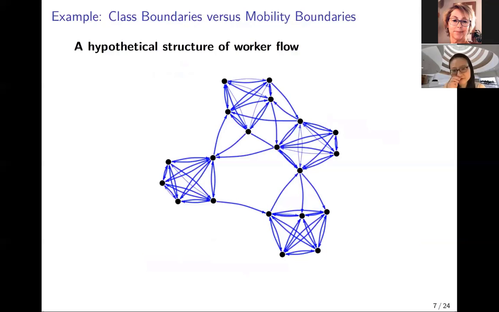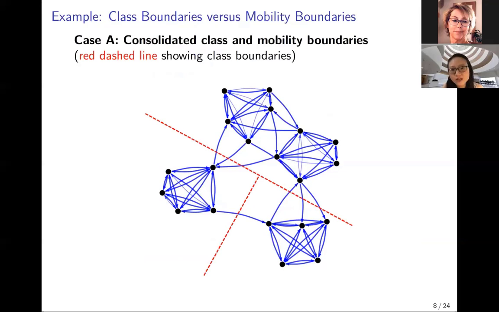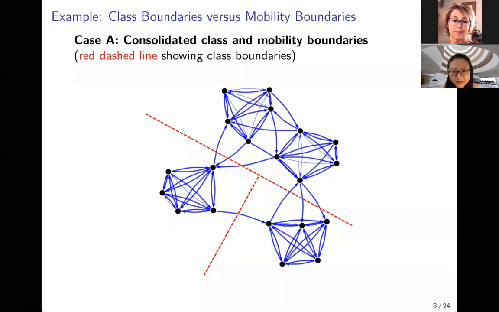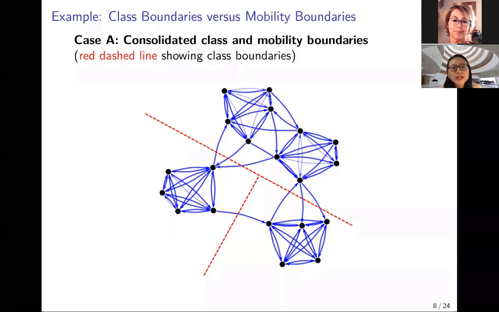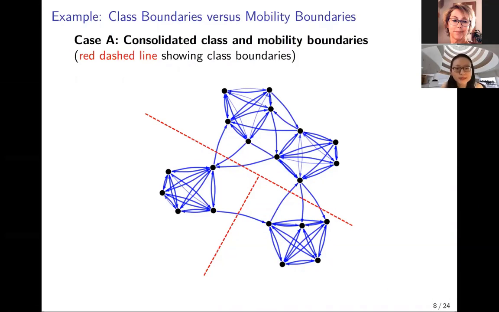And this is just to give you an example of what happens if we use those class boundaries, occupational class schemes, like big or micro classes, to study mobility. What if those class schemes align with or do not align with mobility boundaries? So in this case, we call it consolidated class and mobility boundaries, where the red dashed lines are class boundaries. And the blue network is just given as hypothetical. In this case, the class boundaries are doing a good job capturing the mobility boundaries. So they're consolidated, and we have no problem labeling mobility within and across classes, because within class movements are also supposedly within clusters of mobility.